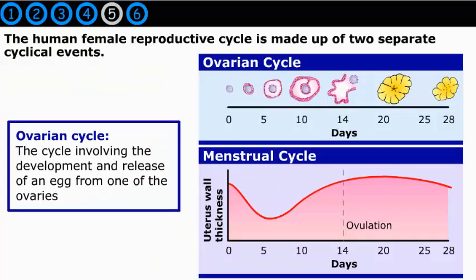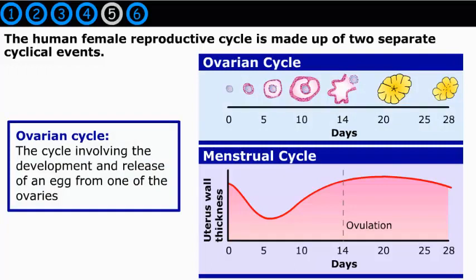The reproductive cycle in human females is made up of 2 separate cyclical events. The menstrual cycle refers to the changes that go on in the lining of the uterus. The ovarian cycle involves the development and release of an egg from one of the ovaries. These 2 cycles go on at the same time.